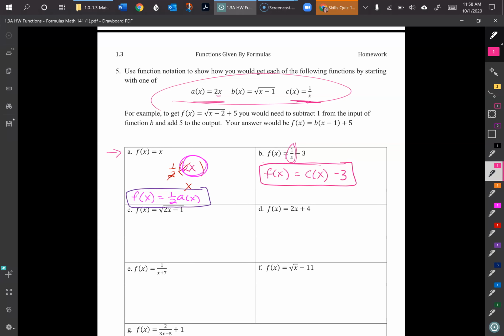D, I think, is pretty straightforward. It's very similar to B, except it's using a different function. Let's do one here. We'll do C, one with the radical. So that's similar to our example. We know we have to use the b of x function. So I might start with just playing around with it. f of x equals, well, what would I have to do to b of x here? I would have to have my x have a 2 attached to it.